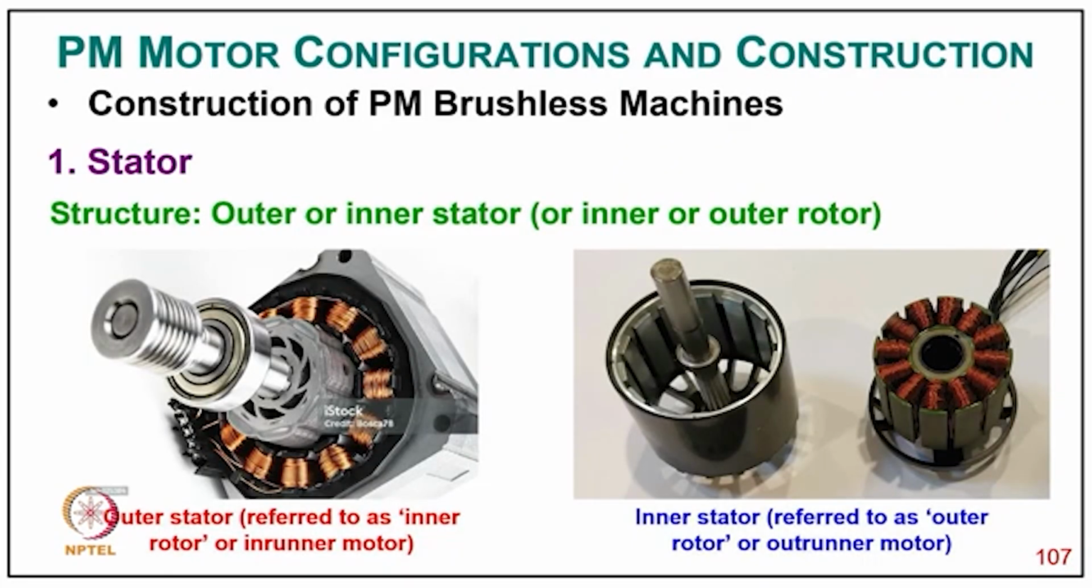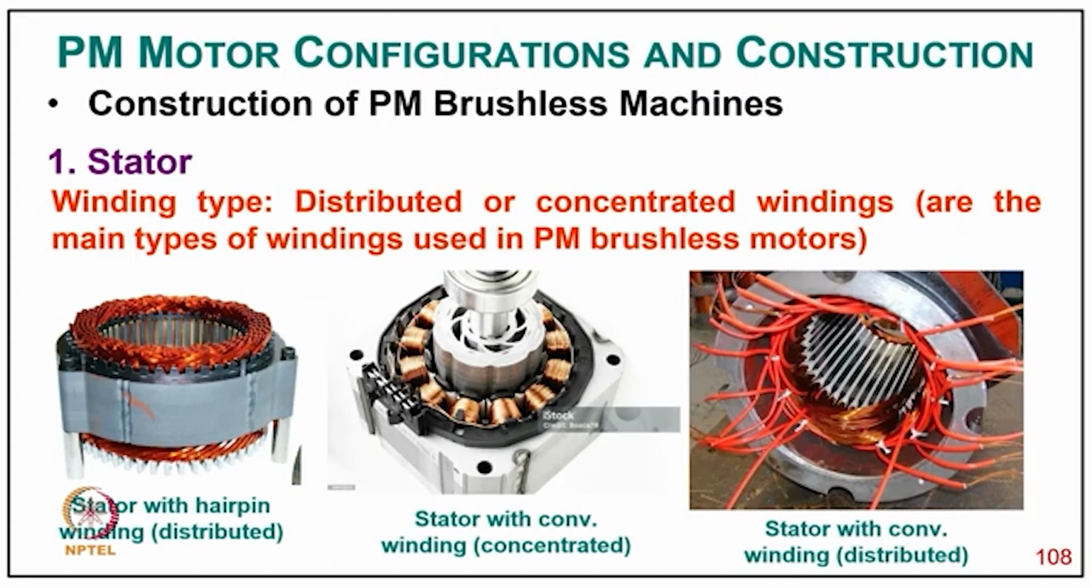You can just see here the structure, outer or inner stator. You can see how it looks, the inner stator on the right side and the outer stator on the left side. And then the stator winding, distributed and concentrated winding. So the first case is distributed and the second case is your concentrated winding, the conventional winding.